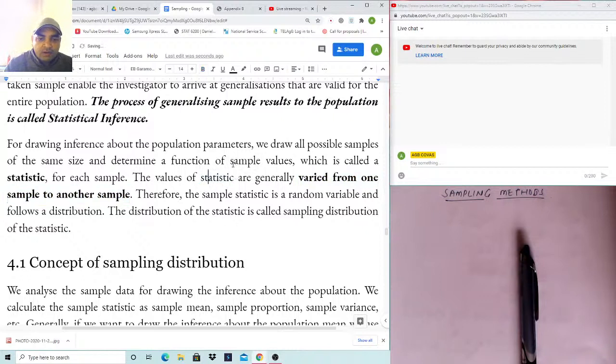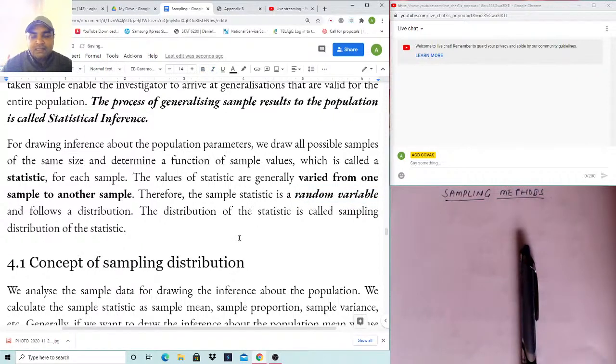One sample might not have the same statistics as the other, whereas in the case of a population, they are constant. Therefore, a sample statistic is a random variable. This is very important. Any sample statistic is not constant. It will vary and depends on the chance of which sample has been selected from the population. So the distribution of the statistic is called the sampling distribution of the statistic.